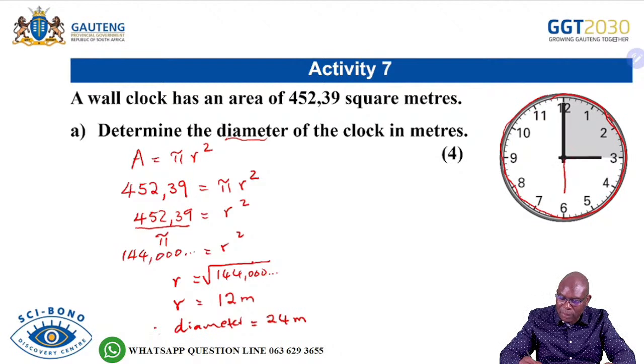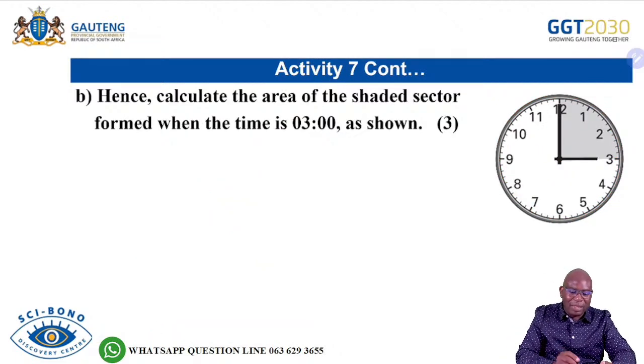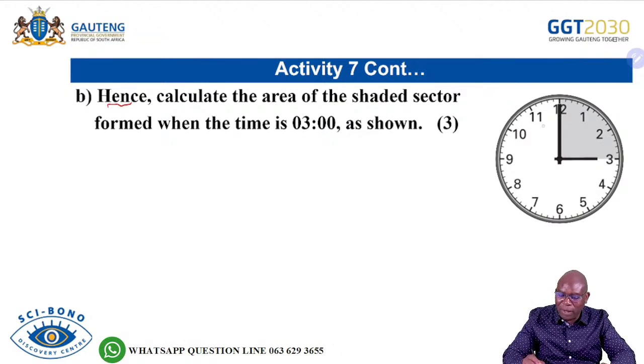So it means that the diameter there will be 24, meaning that my radius will be 12. So the R I have now is 12, and the D I have. Now what do I need? In the next question, it says "hence." Hence means use what you got in the previous question. In the previous question, I got R, so I'm going to use my R. My R is 12 meters.